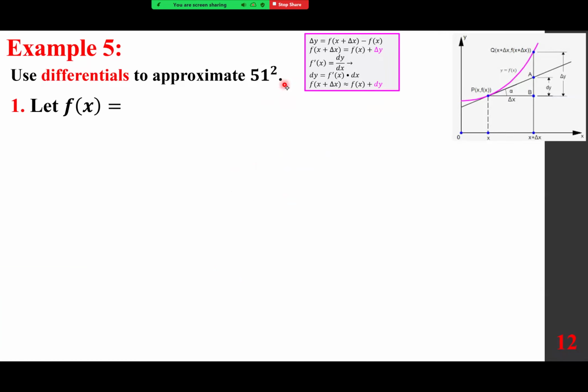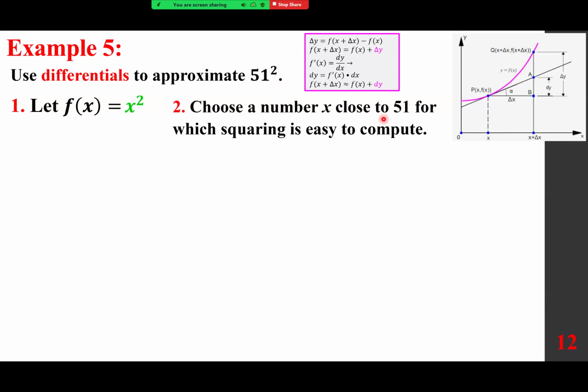And what function? Just read the question. 51 squared, whatever operation you need. We need the squaring operation, so it must be x squared. The second step is to choose a number x close to 51 for which squaring is easy to compute. The closest number you can think of to 51 that you can easily calculate its square. What number comes to mind? 49. So you can calculate 49 squared easily.